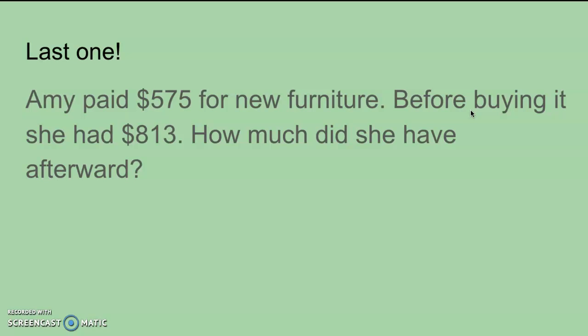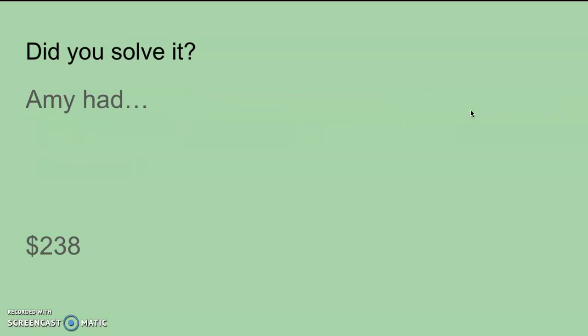Last one. Are you ready? Amy paid $575 for new furniture. Before buying it, she had $813. So she started with $813. How much money did she have afterwards, after paying for the new furniture? So take a moment, pause, and solve for this problem. Did you guys get it? Amy had $238.